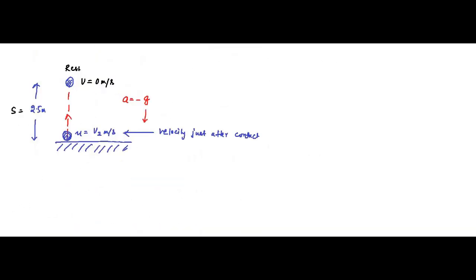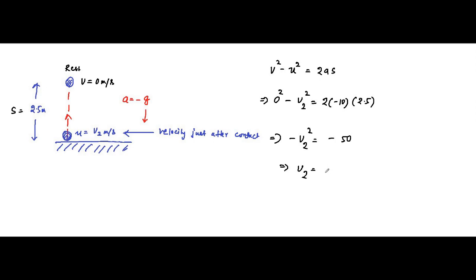So here again we'll be applying the same equation, v square minus u square is equal to 2as. Here final velocity is 0 square, initial velocity, which is the velocity of the ball just after striking the ground, just after contact, which is v2 square, that is equal to 2 into a, where a is equal to minus g, which is equal to minus 10 meter per second square, so minus 10, s is equal to 2.5. That implies minus v2 square is equal to minus 50. Minus minus cancel, v2 is equal to root over of 50, magnitude wise, okay, root over of 50.